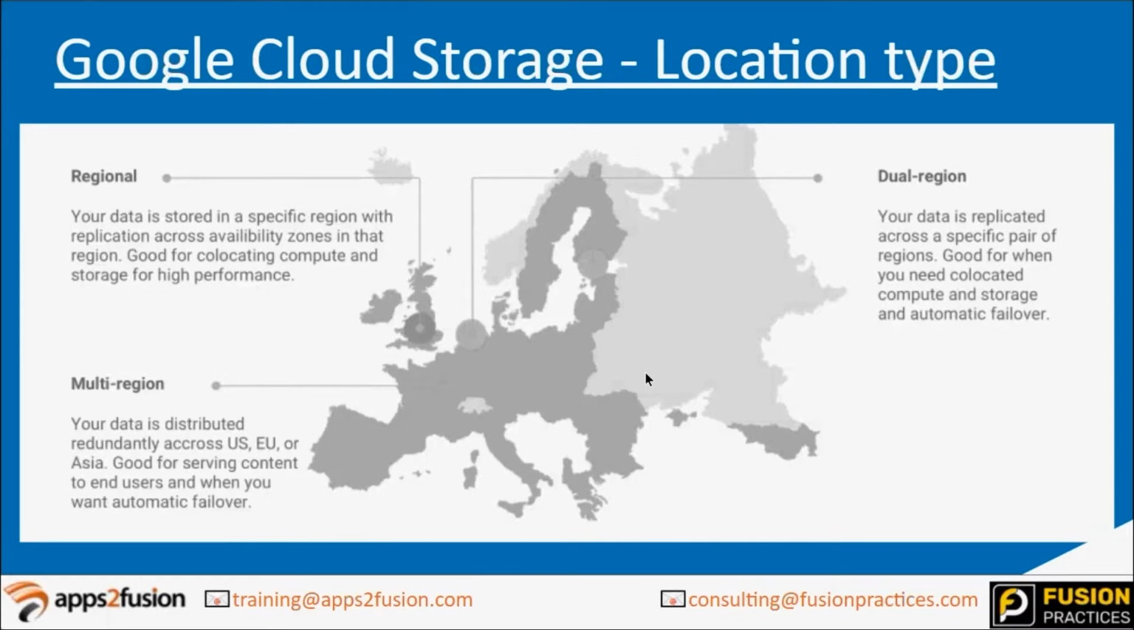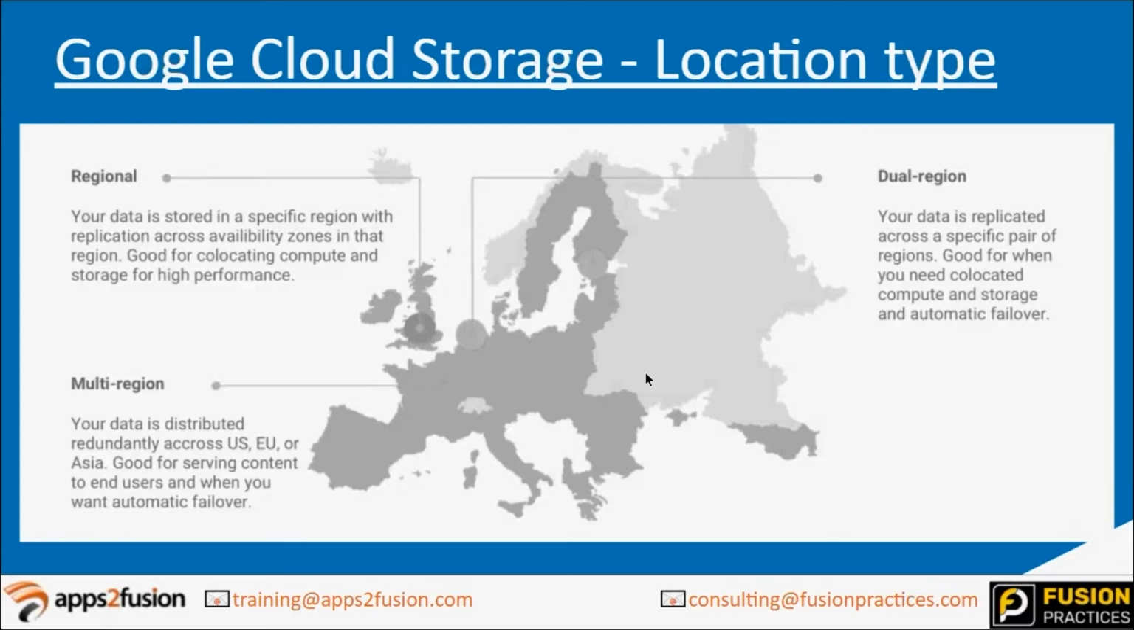Suppose the use case of all these three is when you have to choose multi-region. Multi-region is when something happens, you want your whole data to be safely switched to another location and you want it to be redundant, then go ahead with multi-region. And regional: your data is stored in a specific region with replications across different availability zones in that region. Good for co-locating compute and storage for high performance. If you want to look for performance, choose regional.